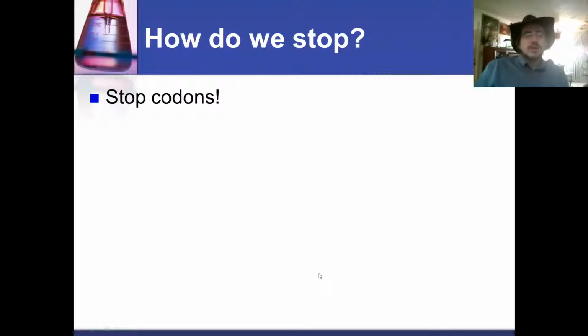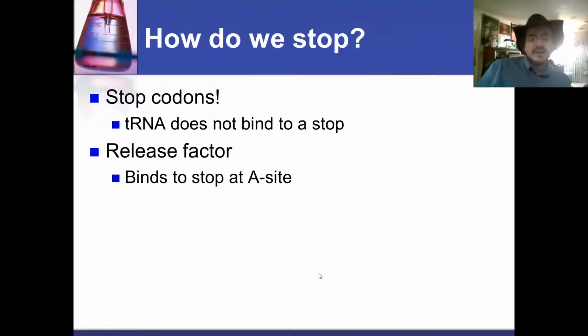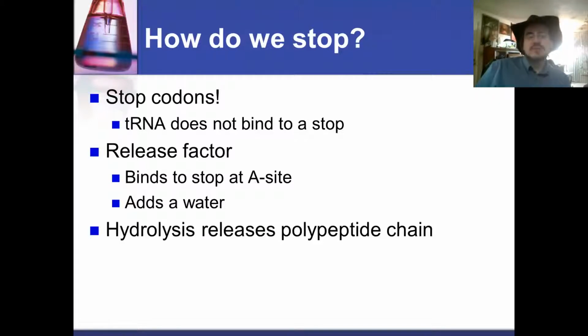Let's review the stop codon real quick. Stop codons are how we end translation. So tRNA does not in fact bind to a stop codon. Instead, we have a release factor, and it binds to the stop codon at the A site. It carries a water which hydrolyzes the bond between the tRNA at the P site and the growing amino acid chain. And that releases the whole amino acid chain. Hydrolysis releases the polypeptide chain to go along.